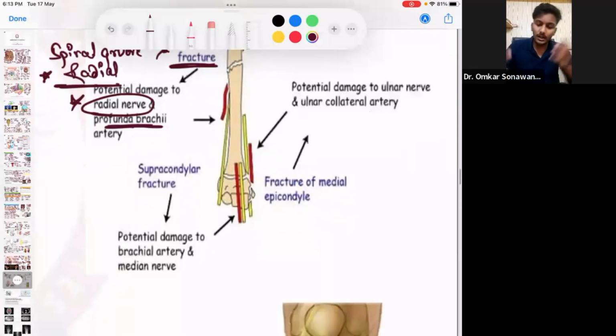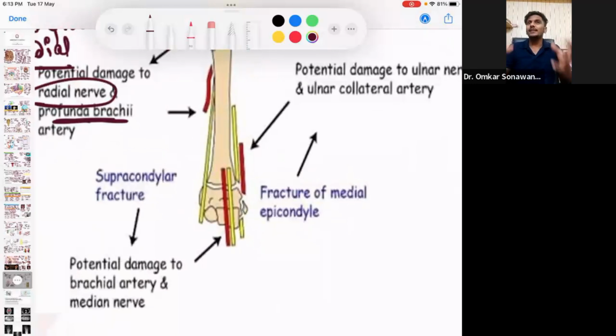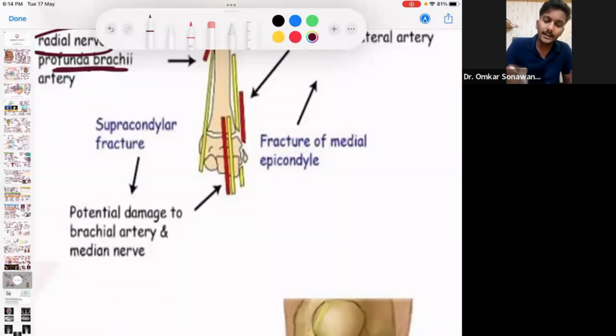If I talk about the lower end of the humerus now, I hope all of you are quite aware. Usually there are two epicondyles on the lower end of humerus, the lateral and the medial epicondyle, and above that area it is called the supracondylar area. Supracondylar fracture is usually common in children. Either they fall on the outstretched hand.